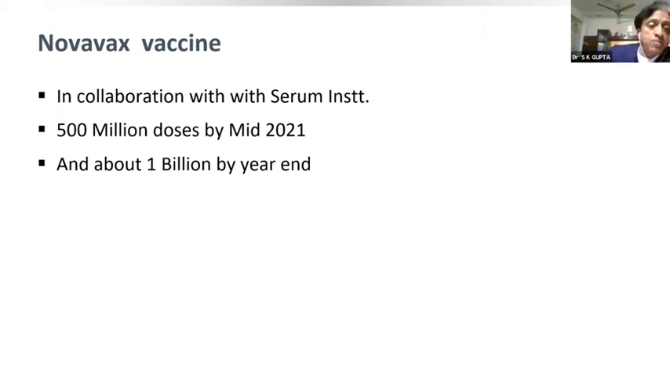We are likely to have about 500 million doses of the vaccine by mid 2021 and more than 1 billion doses by the year end. And as I said earlier, this is the vaccine of the future for most of the Indians.